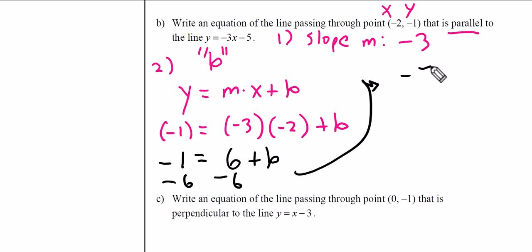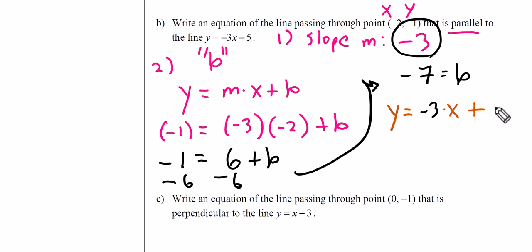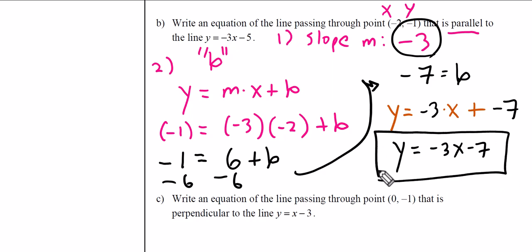We get a negative 7 is equal to b. So we have the b value, and we have the slope. So let's go ahead and plug those in. The new slope is going to be -3, and the b value is a -7. Or in other words, we get this equation right here.